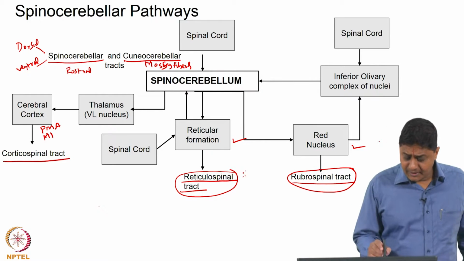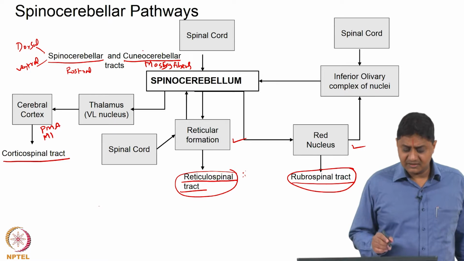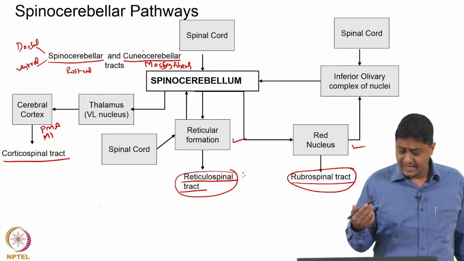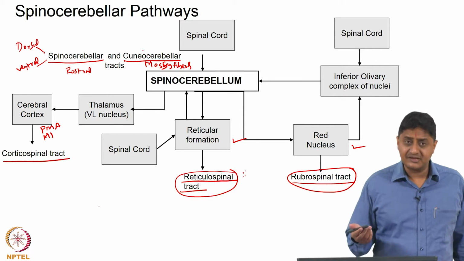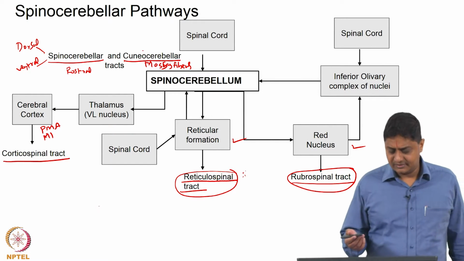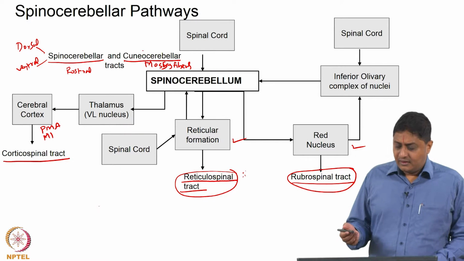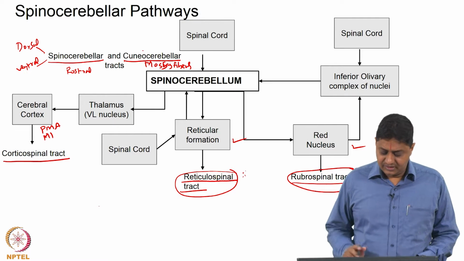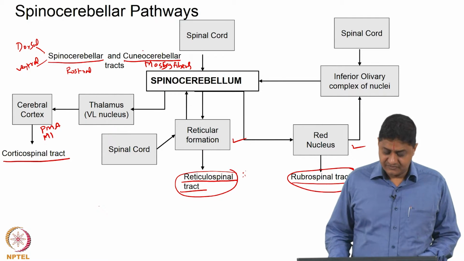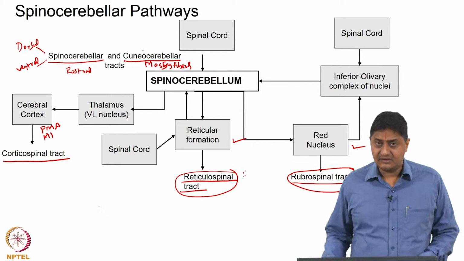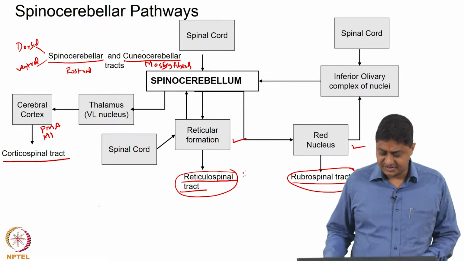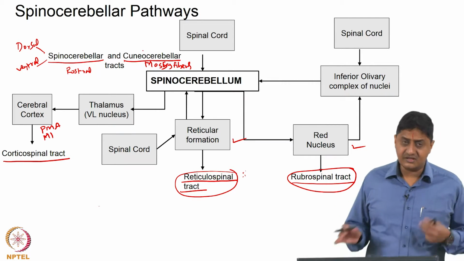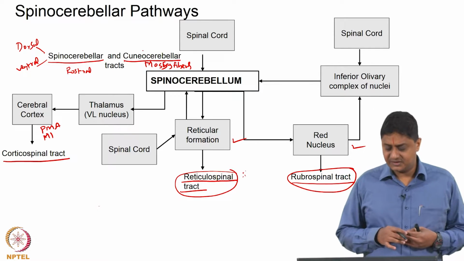One more time, the major inputs are the spinocerebellar tracts: the dorsal and the ventral spinocerebellar tracts, the cuneocerebellar tract and the rostral spinocerebellar tract. Another major input is indirectly through the reticular formation, and we said which nuclei of the reticular formation receive this sort of input. Another input is via the inferior olive. These are the major inputs to the spinocerebellum.